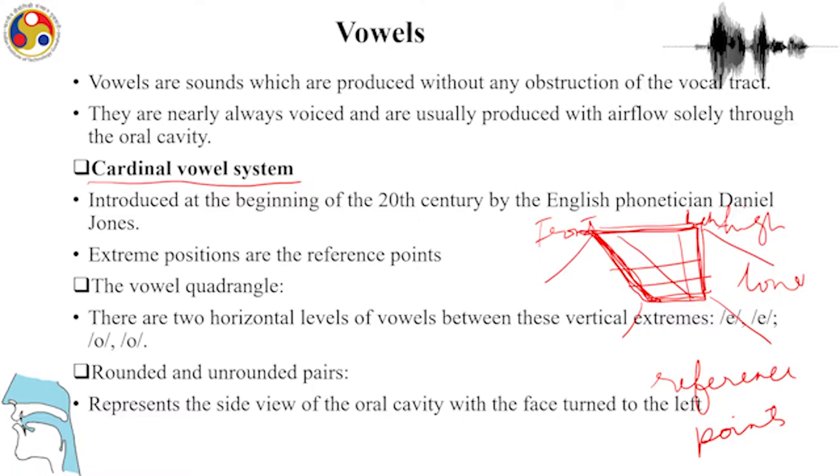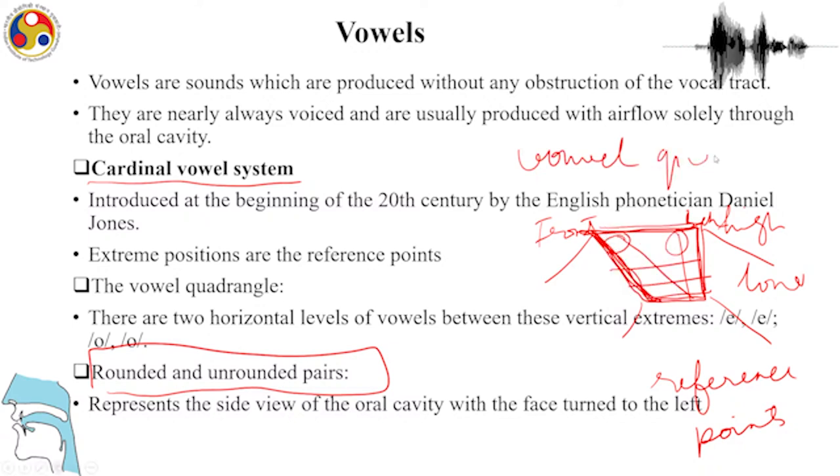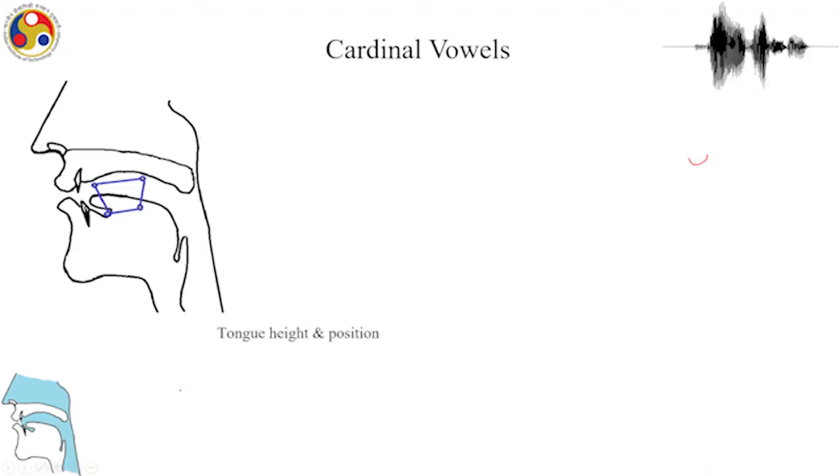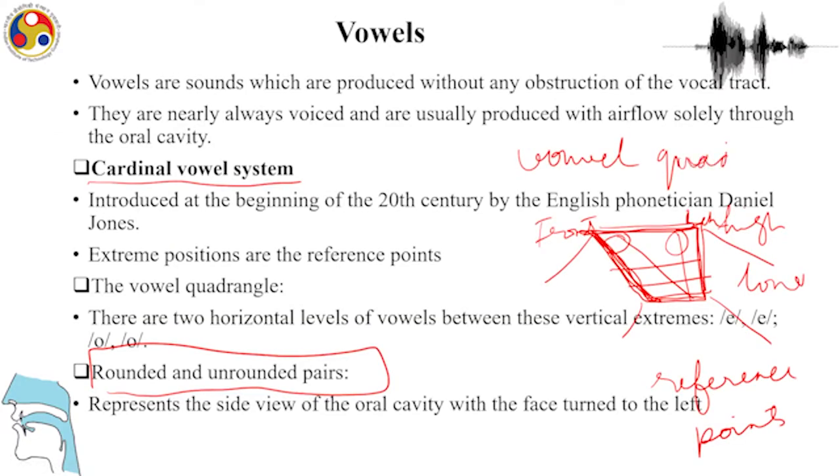Apart from front, back, high, and low vowels, another important quality of vowels is that of rounded and unrounded. In the cardinal vowel system of this vowel quadrangle, rounded and unrounded vowels will be shown in terms of pairs. So we can have a front, high, rounded or unrounded vowel. We can have a back, high, rounded or unrounded vowel.